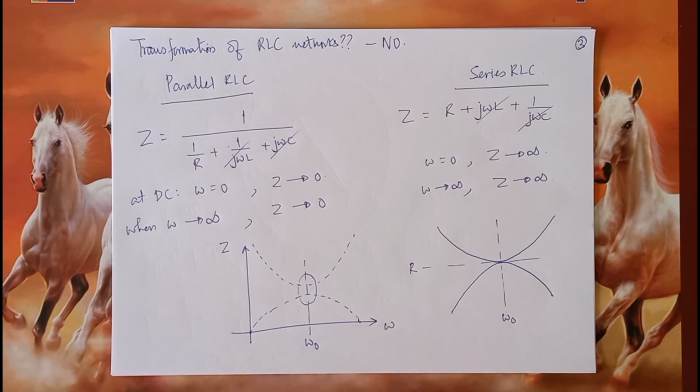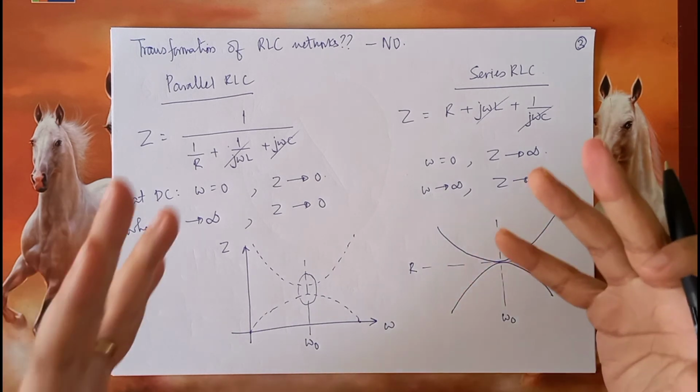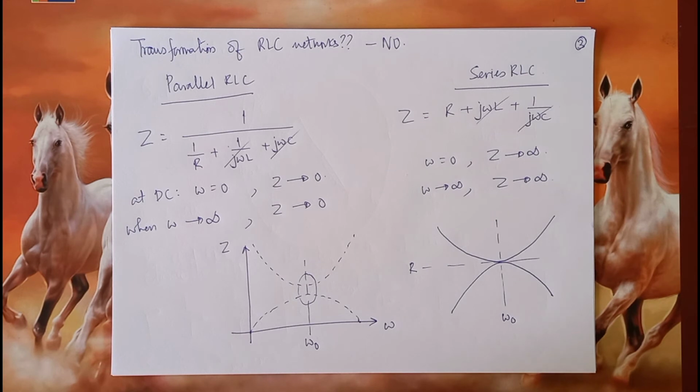So therefore, the question is, at the resonance frequency, it is often useful to interchange the RLC network from a series into a parallel one. Okay, so therefore what happens is, if we have an impedance matching network, it will definitely have a resonance frequency.